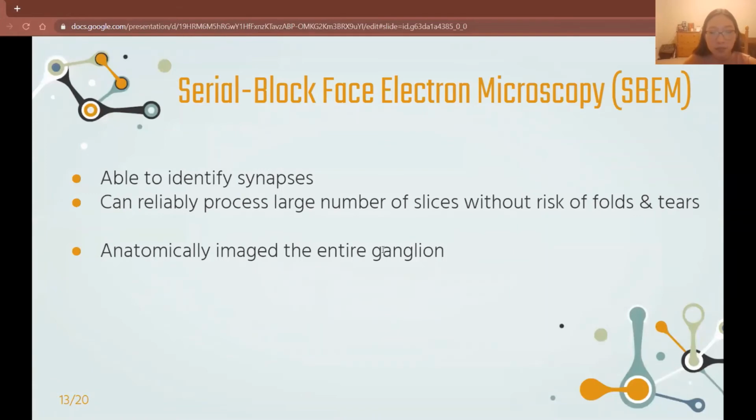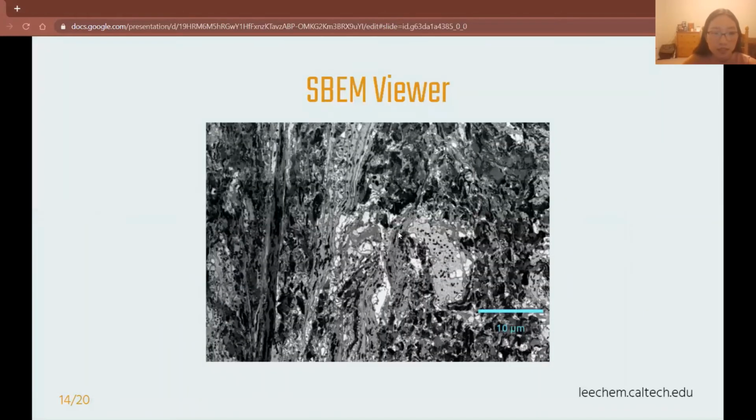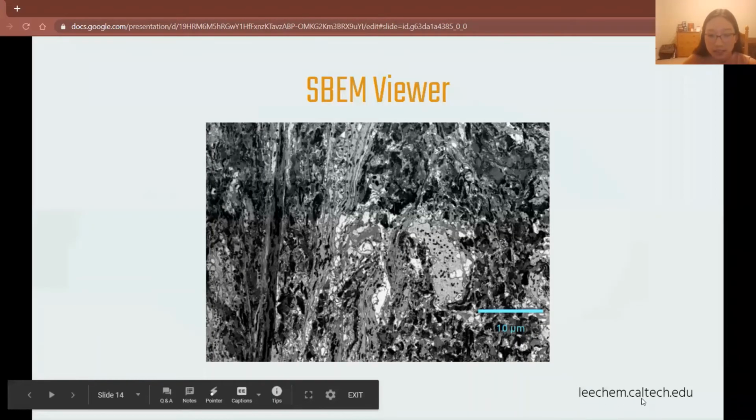Second, we use serial block phase electron microscopy to anatomically image the ganglion where DE3R resides in. This technique was important because it also allowed us to get the exact location of the synapses. So here we can see the biological data that SBEM was able to record. And if you're interested in looking more, you can follow this link down here, leechem.caltech.edu, to look even further and be able to interact with this data.